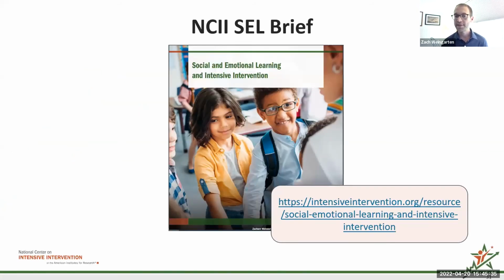So the first one is this NCII SEL brief that we talked about. And that's really the framing for our discussion today. It has a table which includes a list of strategies that can be used in each of the competencies to support students with intensive needs in tier 1, as well as in tier 2 and tier 3. So that's available on the NCII website.